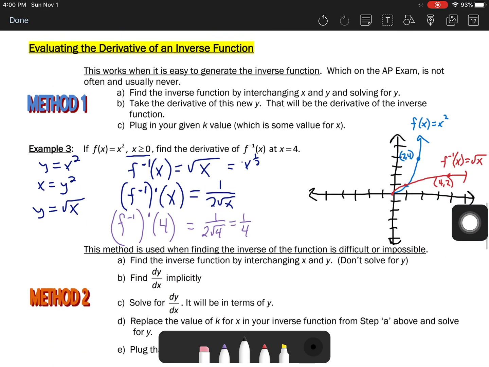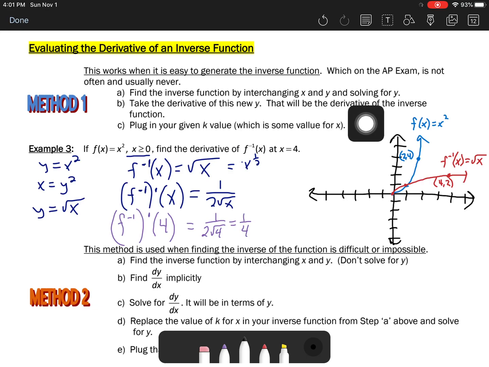Okay, so there are actually 3 methods. I'm going to go through methods 1 and 2 in this video, and then in the next one we'll do method 3. So, evaluating the derivative of an inverse. It says this method 1 works when it's easy to generate the inverse function. So this is the easiest way to do it, but as they say here, this is not common on the AP exam. It's good to start with because it gives us a general idea of what we're actually doing here and a kind of visual of the graph.